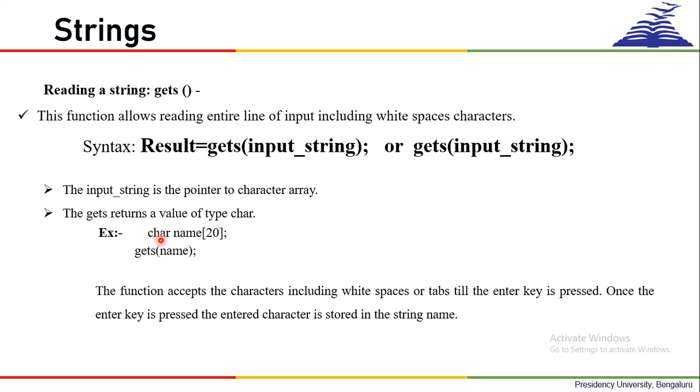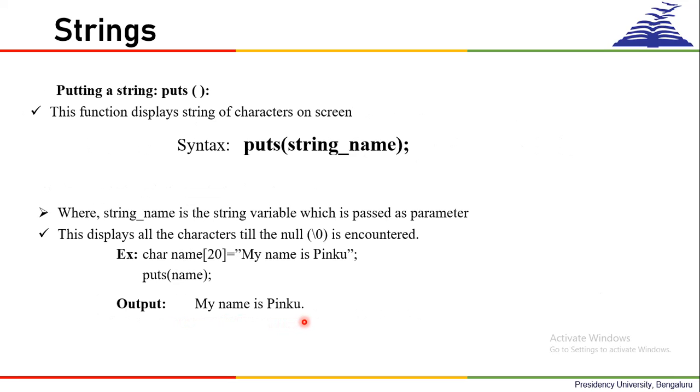Here you can see this is the character array, and we call it a string because this is the pointer to the character array of size 20. If you write gets name directly, you can give an input of length 19 because one character will be stored for null, and then you can press enter. The function accepts the characters including the white spaces or tabs till the enter key is pressed. Once the key is entered, it is stored in the string name.